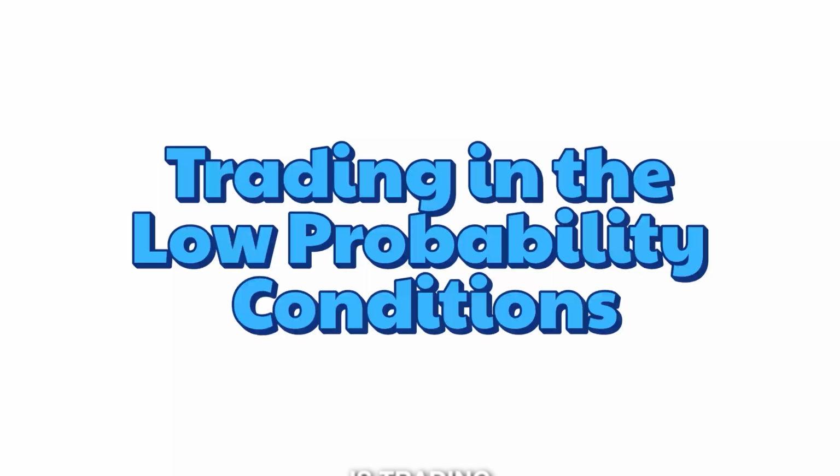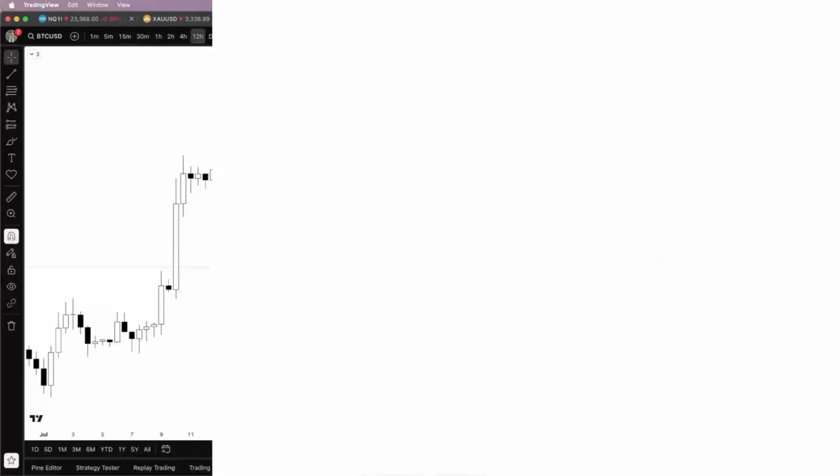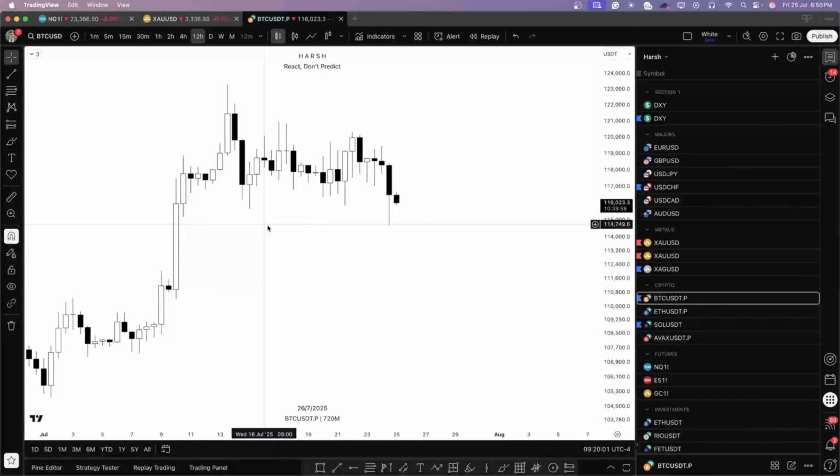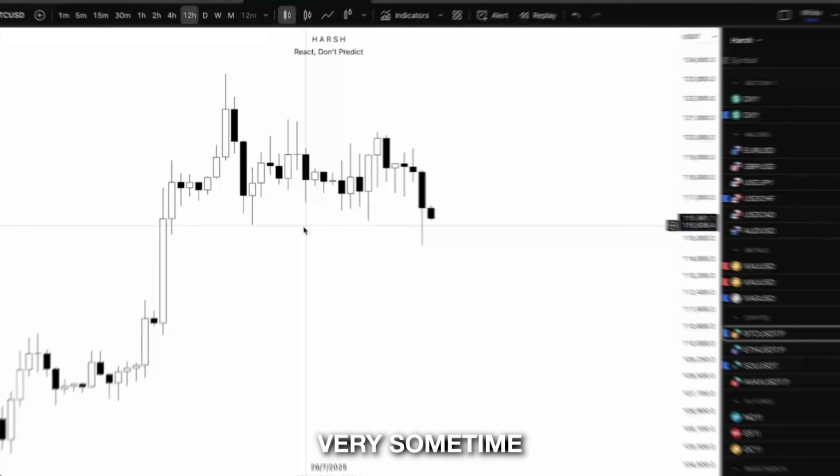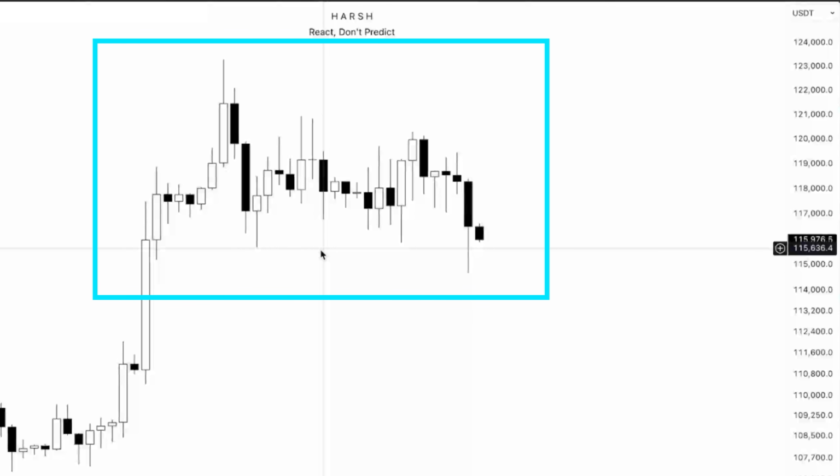The next thing is trading in low probability conditions. Let's try to understand this by a chart example right down here, which you can see on the screen. Often you will find that the market is sometimes in a range, and it often doesn't offer fair value.